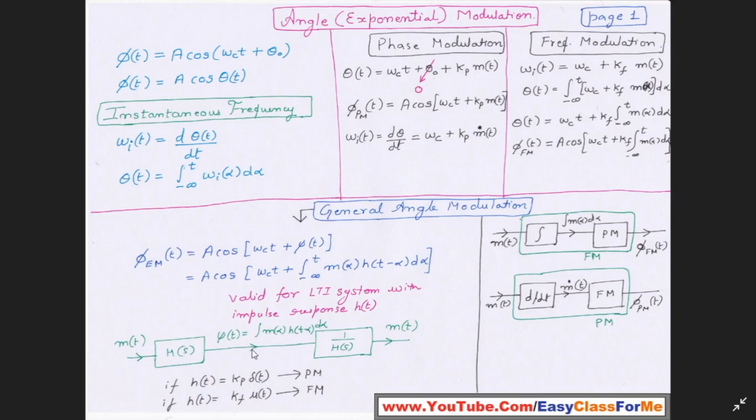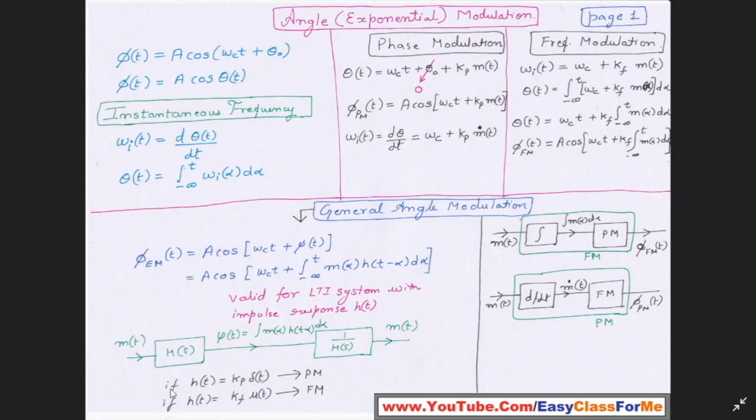So here the signal will be convolved. We all know this from our signals and systems course. And if this is passed through a 1/H(s) filter, we will get back our m(t). So we are using psi(t) as this particular function. So if we want to use an LTI system, then psi(t), if we treat it as this, the equation becomes this. Phi exponential modulation will be of this particular form, and this is valid for an LTI system with impulse response h(t).